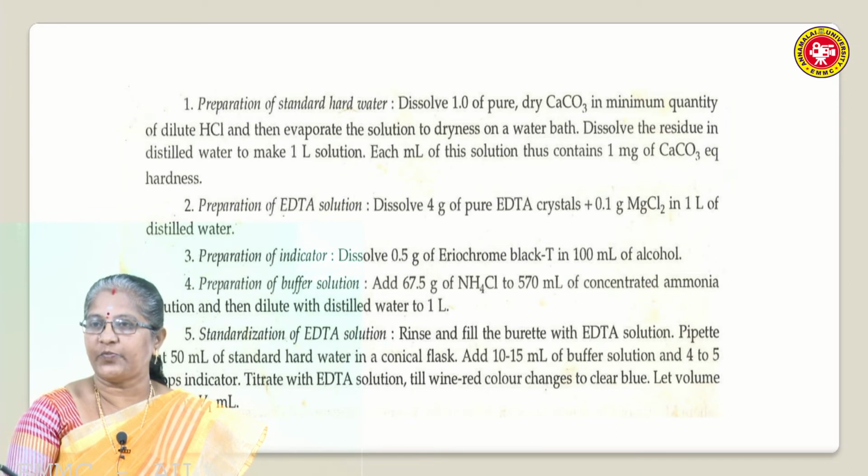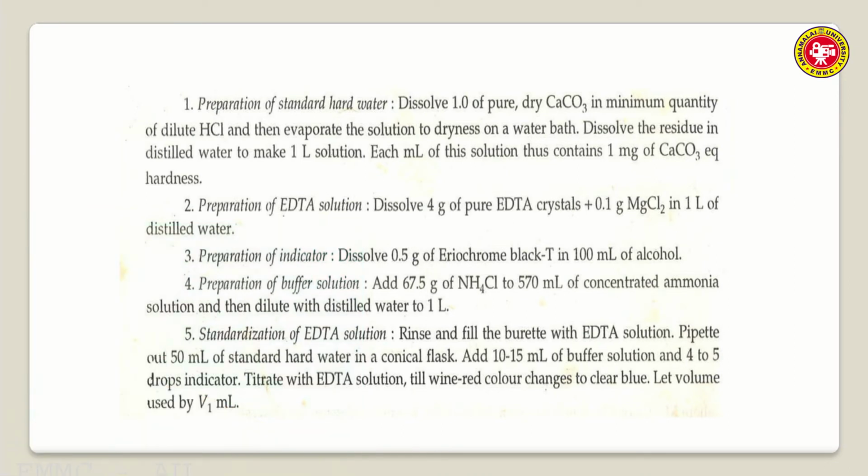Now here you can see preparation of standard hard water. You are going to prepare standard hard water. The industry is giving out what is called a sample hard water. You are going to estimate the hardness of that. But for standardization of EDTA, you have to prepare a standard hard water by yourself. How to prepare it? You have to dissolve around 1 gram of pure dry calcium carbonate in minimum quantity of HCl. Then heat it and evaporate it. The residue is there. You can dissolve the residue in distilled water and make it up to 1 liter.